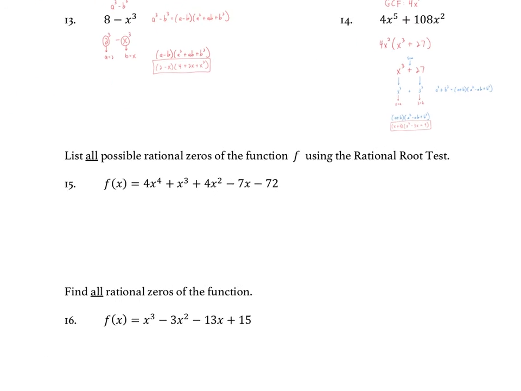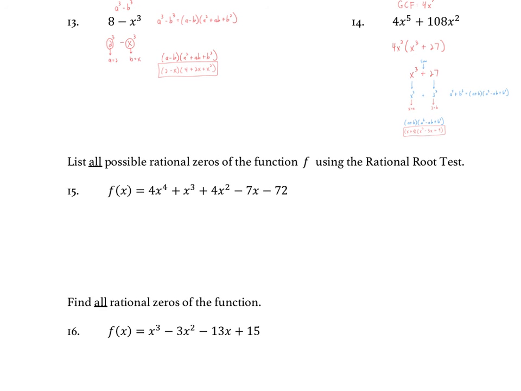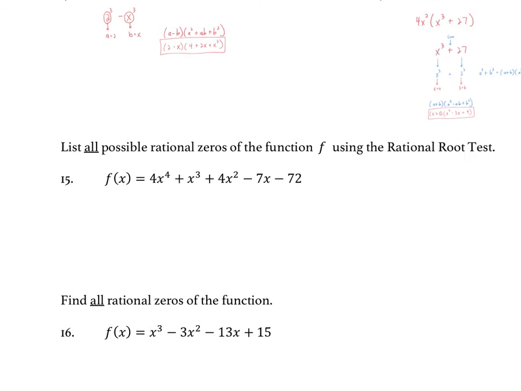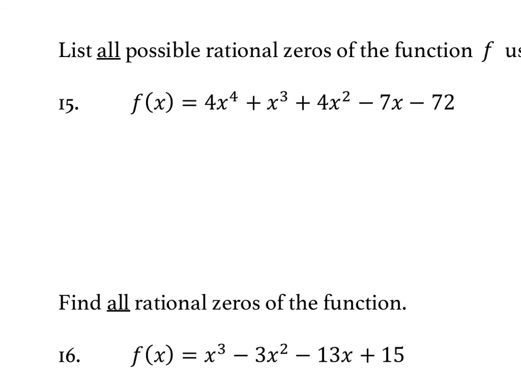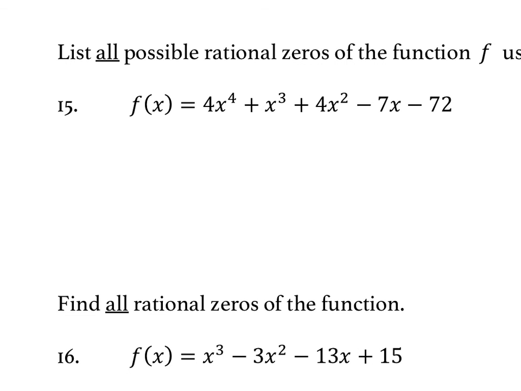Okay, next one. The directions for this one just say list the possible rational zeros. So we don't have to do the whole problem, just list the possible rational zeros. All right, so this is one where you'll start off with P and Q. For this one, P is the last number, Q is the first number, and then you list factors.